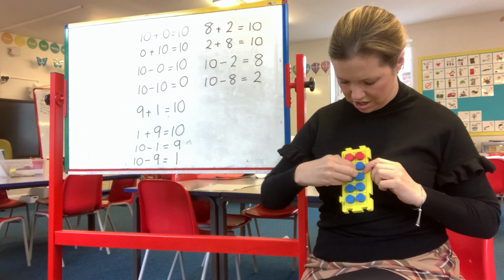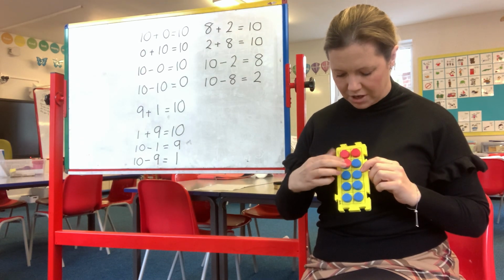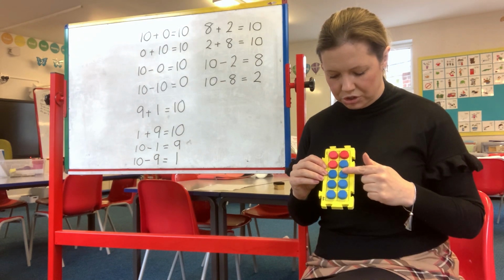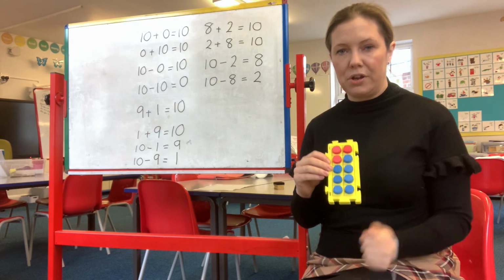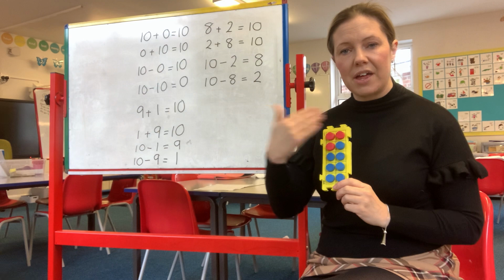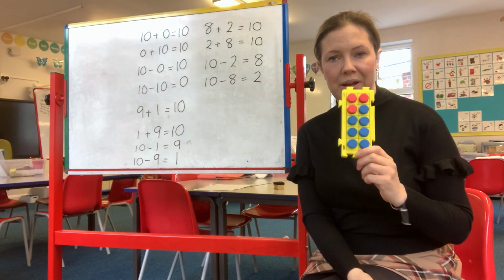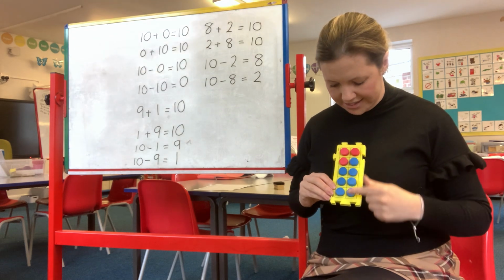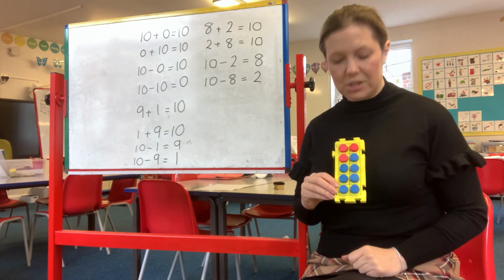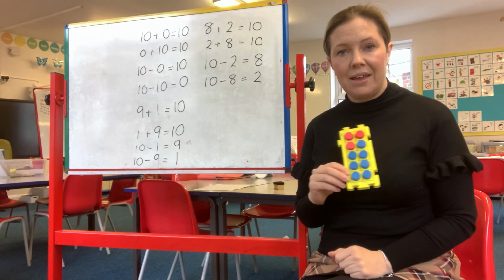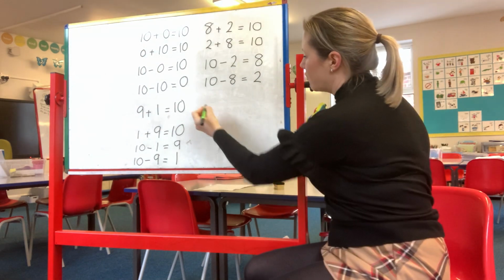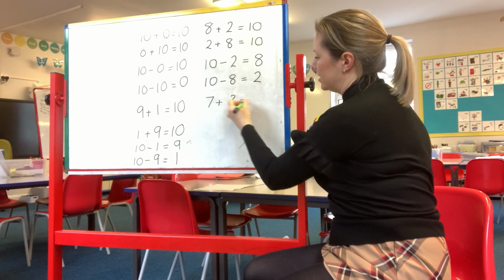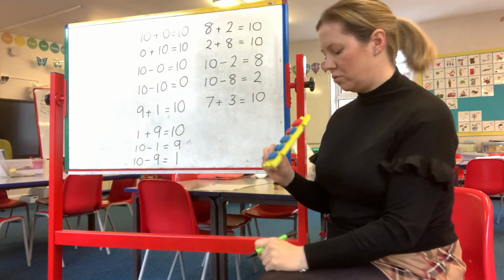So if I turn another one over, I've now got 3 red and 1, 2, 3, 4, 5, 6, 7 blue, but all together those 2 parts make the whole of my 10 frame, which is 10 altogether. So now I've got 7 good apples, but I've got 3 bad apples. Okay, so I've got a 7 part plus a 3 part, and that equals 10 altogether.